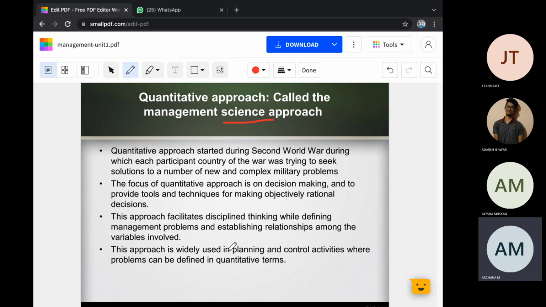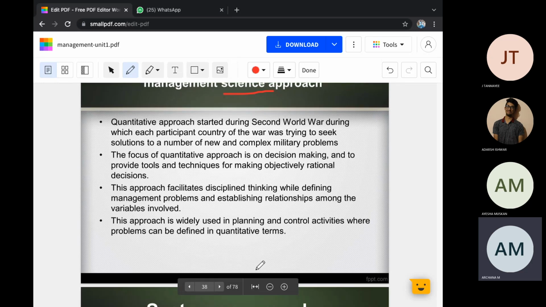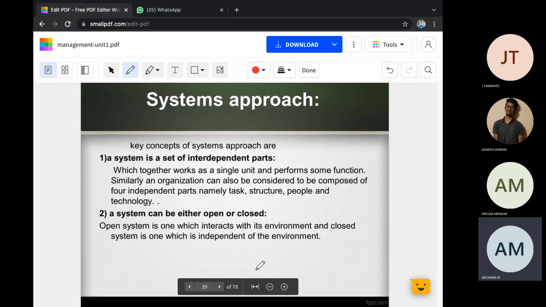Then this approach is widely used in planning and control activities where problems can be defined in quantitative terms. You know the functions of management: planning, organizing, staffing, selecting, leading. These are all the different functions. We have studied this at the beginning of this topic. So this quantitative approach will be helpful when you are making the base. That is, when you are planning for a project or doing certain planning things in the first stage of management itself, you apply this quantitative approach, you will get a good product. Okay, so this is what quantitative is. Next is systems approach.